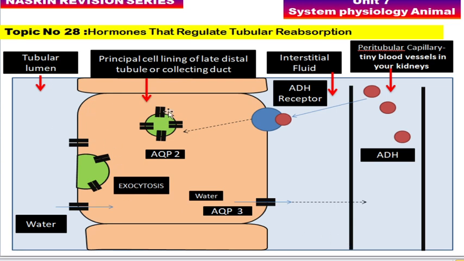So this is a tubular lumen, this is a principal cell lining the late distal tubule and collecting duct, this is interstitial fluid, and this is a peritubular capillary. Peritubular capillary means these are the tiny blood vessels present in your kidney. So in the kidney, ADH is present, and water is reabsorbed in more quantity, friends.